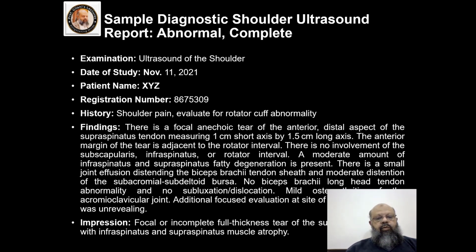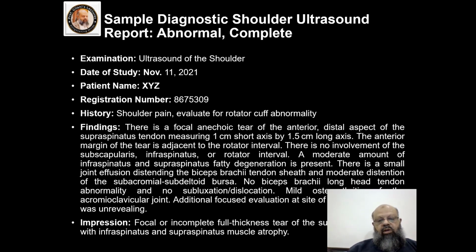So if we take this scenario, we can have a report like this: there is a focal anechoic tear of the anterior distal aspect of the supraspinatus tendon measuring 1 centimeter short axis by 1.5 centimeters long axis. The anterior margin of the tear is adjacent to the rotator interval. There is no involvement of the subscapularis, infraspinatus, or rotator interval. A moderate amount of infraspinatus and supraspinatus fatty degeneration is present. There is a small joint effusion distending the biceps brachii tendon sheath, and moderate distension of the subacromial subdeltoid bursa. No biceps brachii long head tendon abnormality and no subluxation or dislocation.